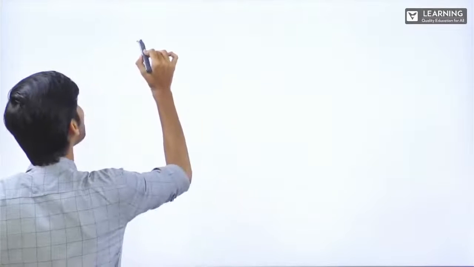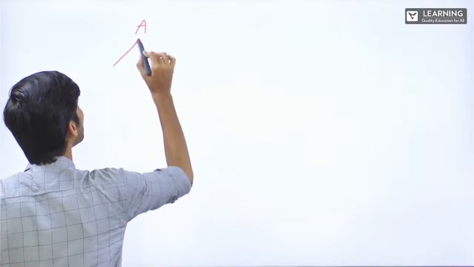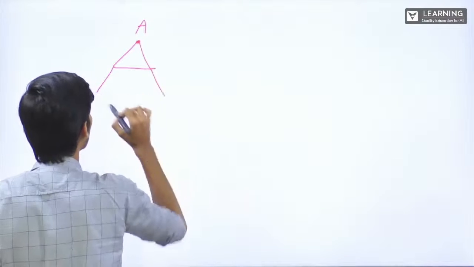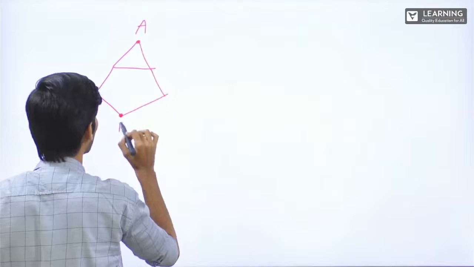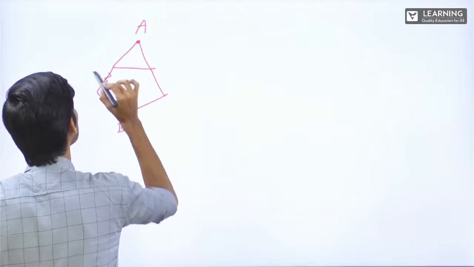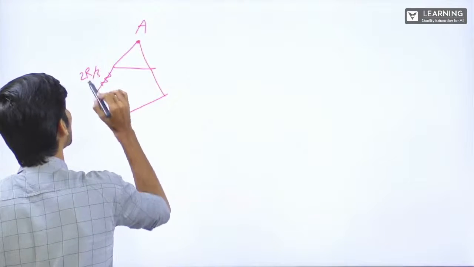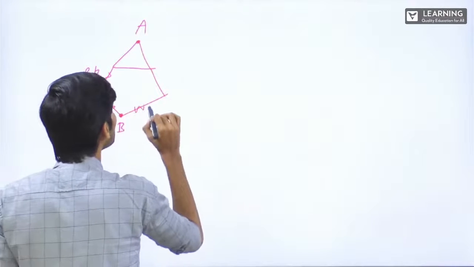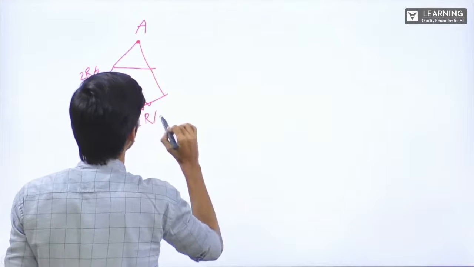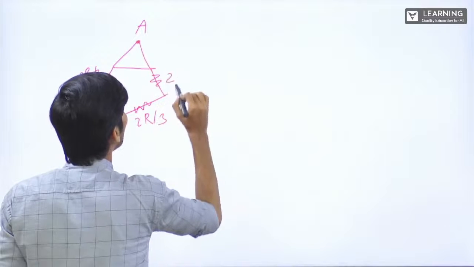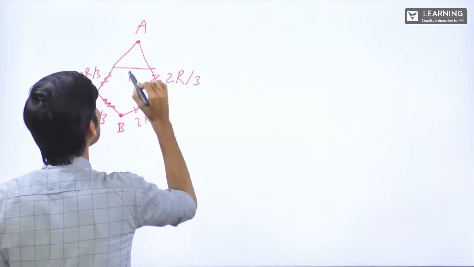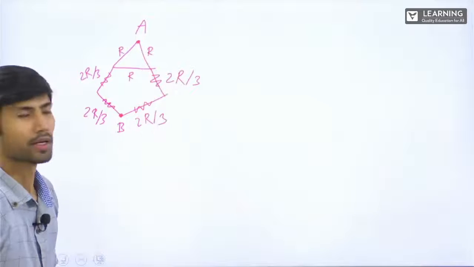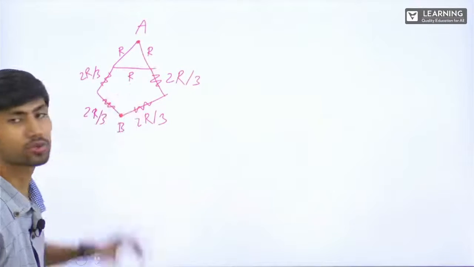So let's make it. This is A point. Again a pentagon kind of shape I need. This is the B point. Now this time this is 2R by 3, this is 2R by 3, this is 2R by 3, and this is 2R by 3. This is R, this is R, this is R. Clear? Now see, these two are in series, these two are in series.